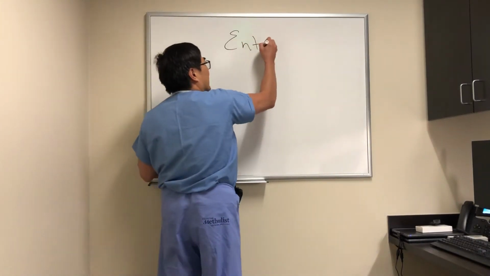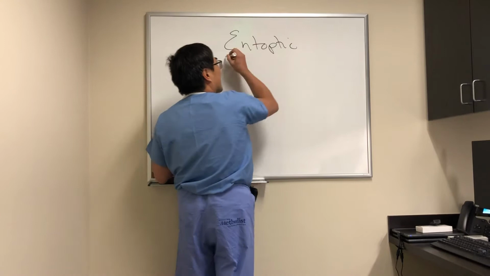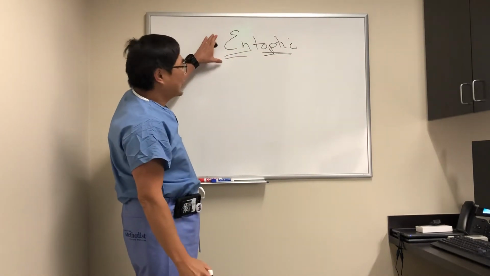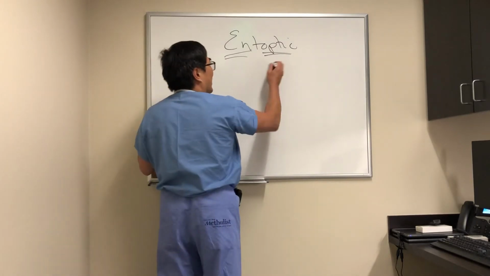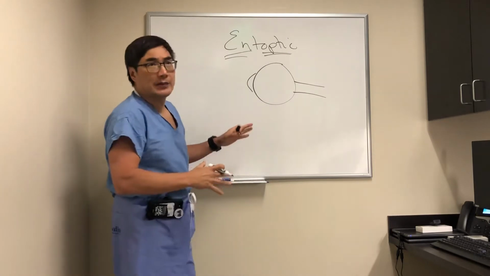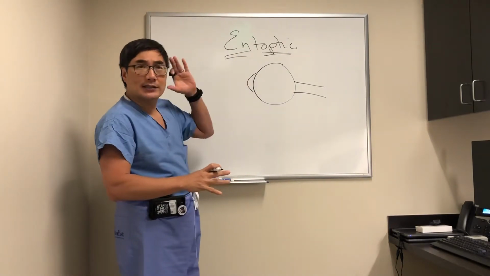So today we're going to talk about a few entoptic phenomenon. En means in, opto means eye. So these phenomenon arise from inside your eye. You need to know about them because they're very strange complaints often, and you could mistake the patient for being non-organic if you don't know what to listen for.